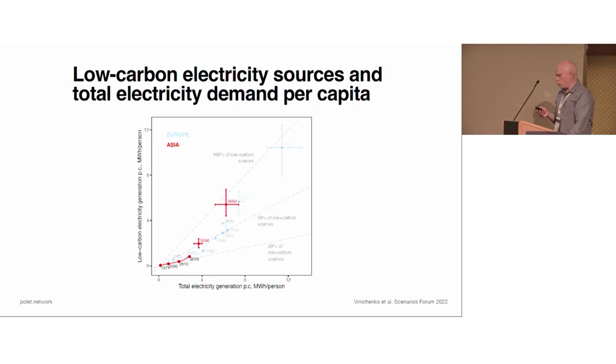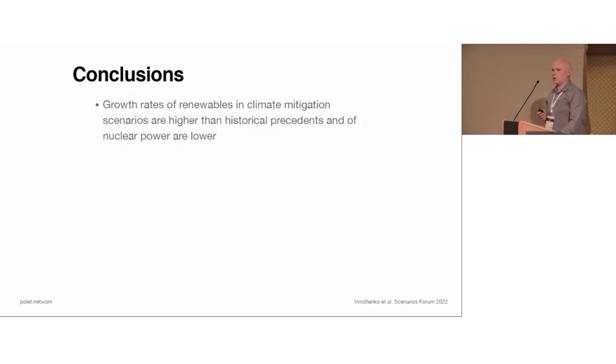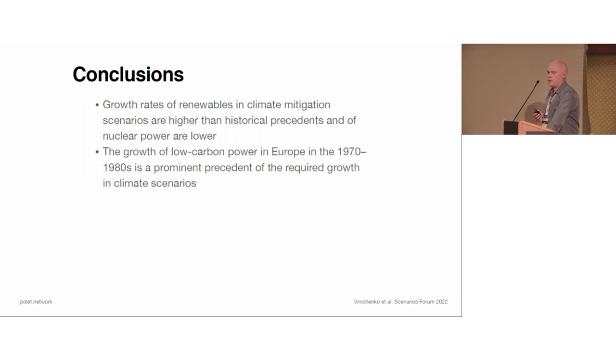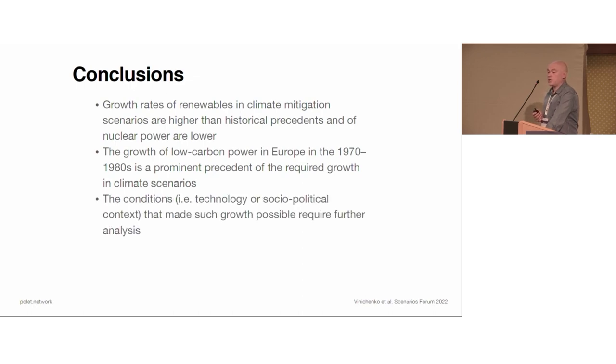So now on to some conclusions. Growth rates of renewables in climate mitigation scenarios are higher than historical precedents, and for nuclear power, it is the other way around. The growth of low carbon power in Europe in the 1970s and 80s is a prominent precedent of the required growth in climate mitigation scenarios. And finally, the conditions that made such growth possible require further analysis. Thank you for your attention.